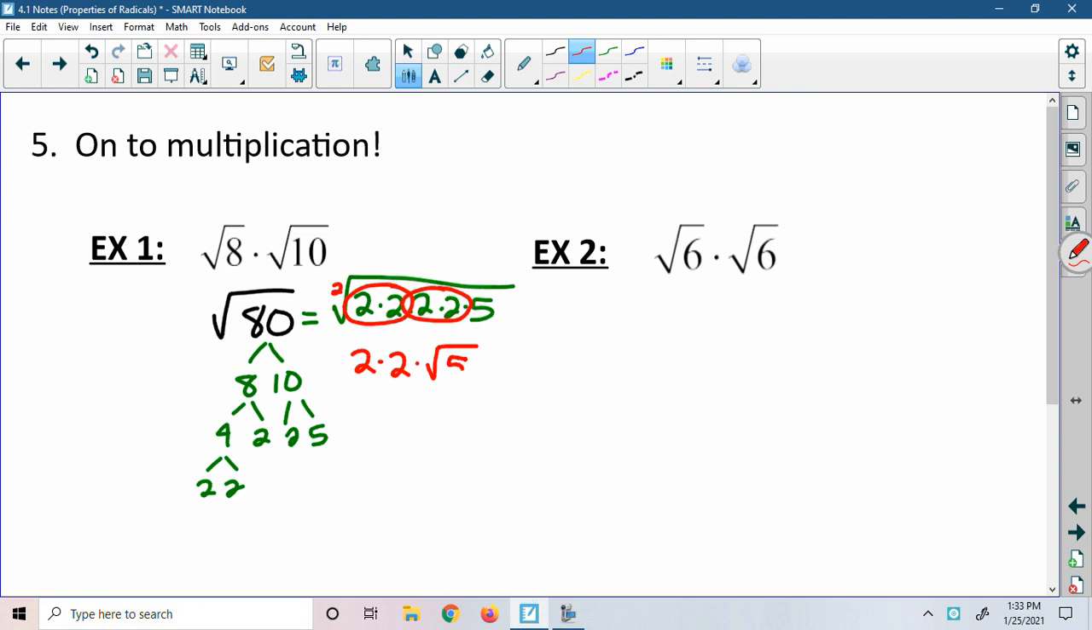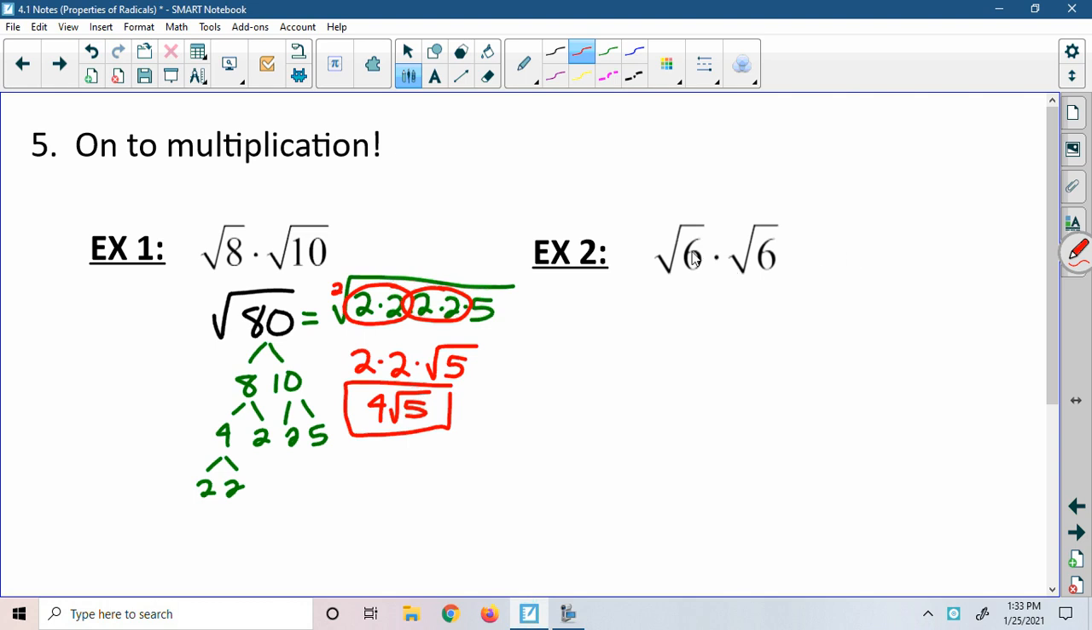That 5 has to stay in the square root because it didn't have a group. 2 times 2 is 4. So your final answer should be 4 times the square root of 5.